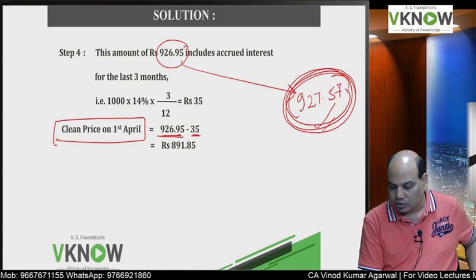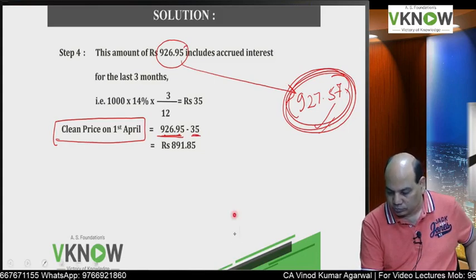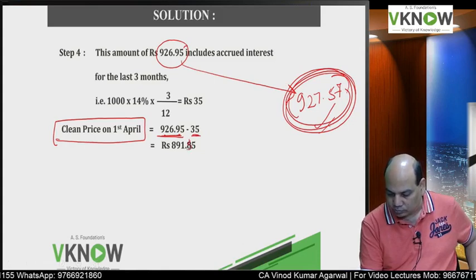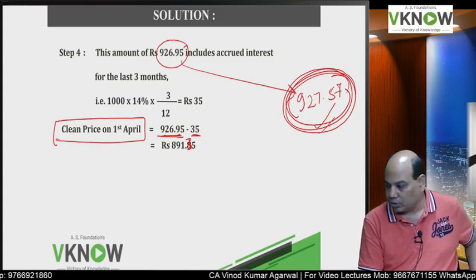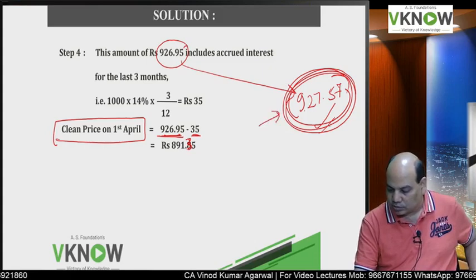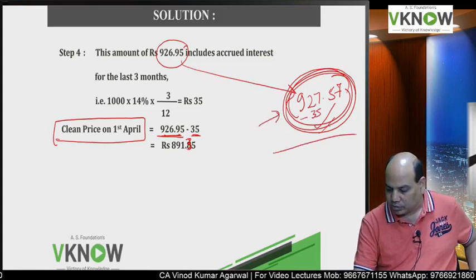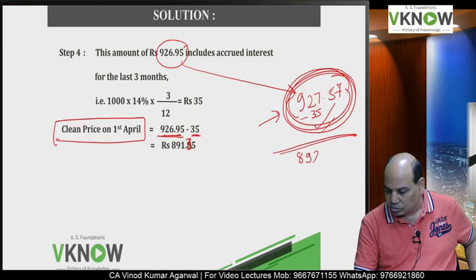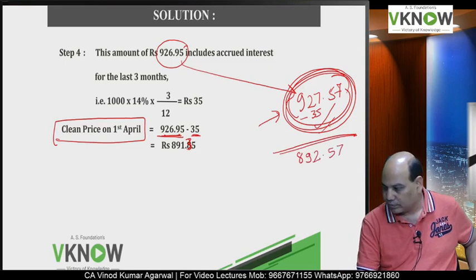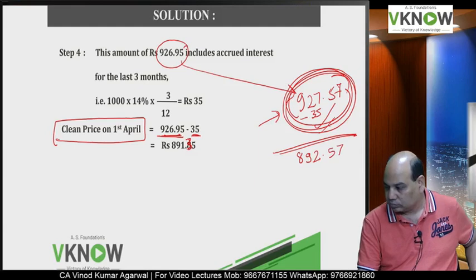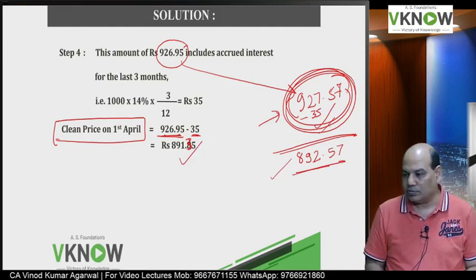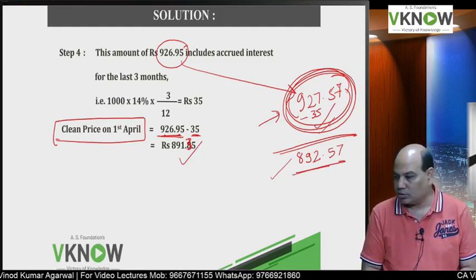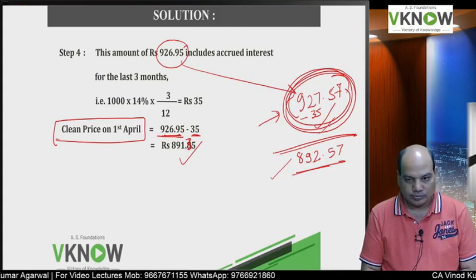So tell me the answer approximately. How much you are getting? 891.35. And those who have got the other answer, they will deduct 35 here, and their answer will be something like 892.57 or something. Just check. So these two answers are okay, because of rounding off, some difference is possible. Is it right? Any query on this? No query. Understood?